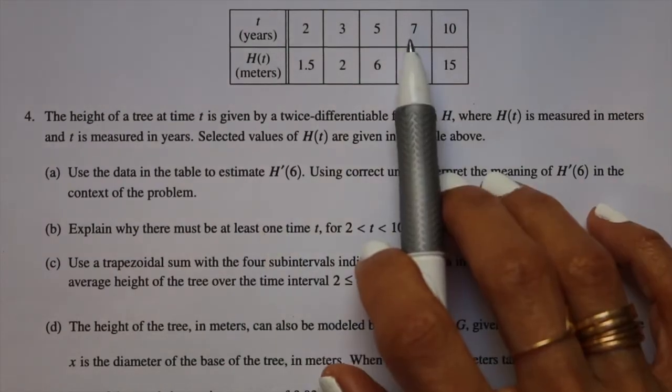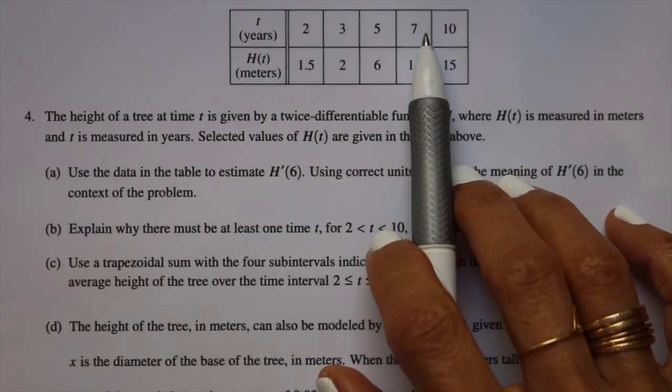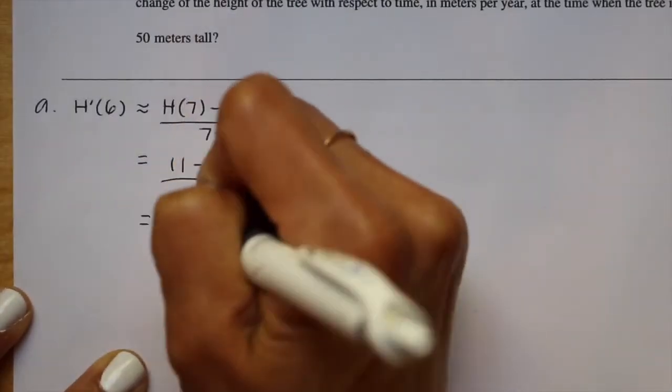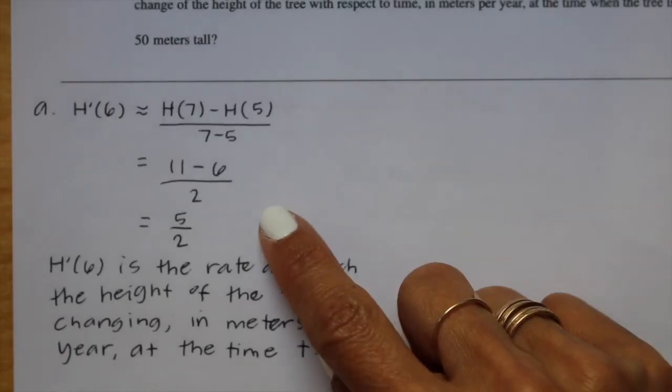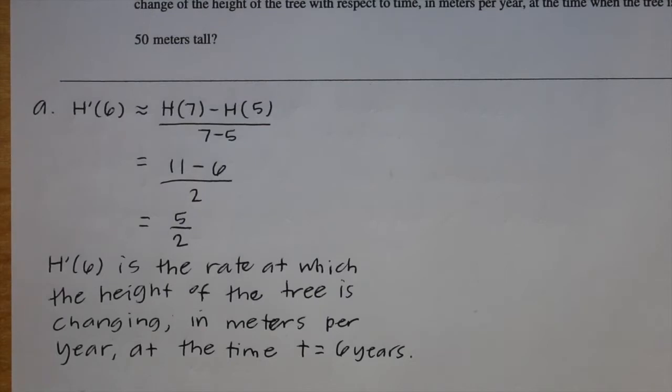To find h prime of 6, we're going to use these data values because 6 will fall exactly in between 5 and 7. For h prime of 6, you end up getting 5 halves. In context to the problem, h prime of 6 is the rate at which the height of the tree is changing, and the units are meters per year, specifically at the time when t is equal to 6 years.